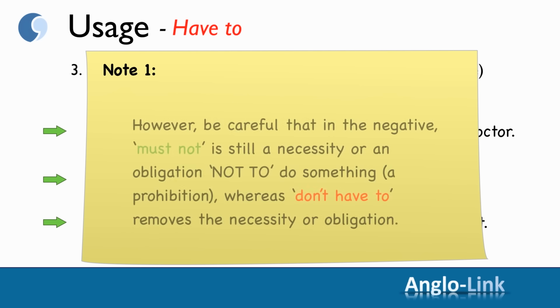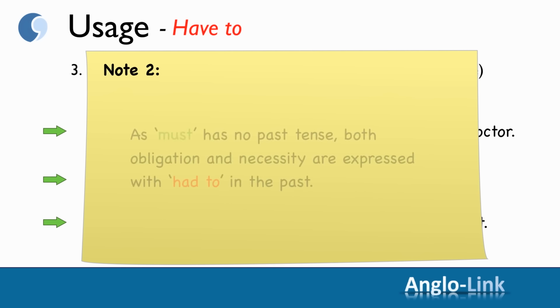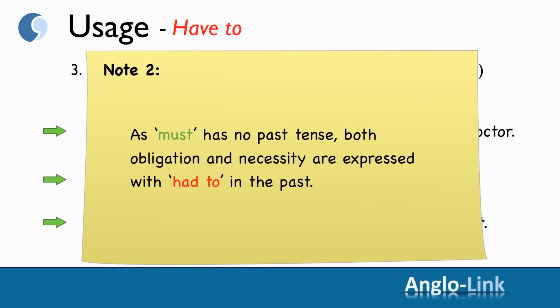However, be careful that in the negative, must not is still a necessity or an obligation not to do something. It's a prohibition. Whereas don't have to removes the necessity or obligation. Also note that as must has no past tense, both obligation and necessity are expressed with had to in the past.